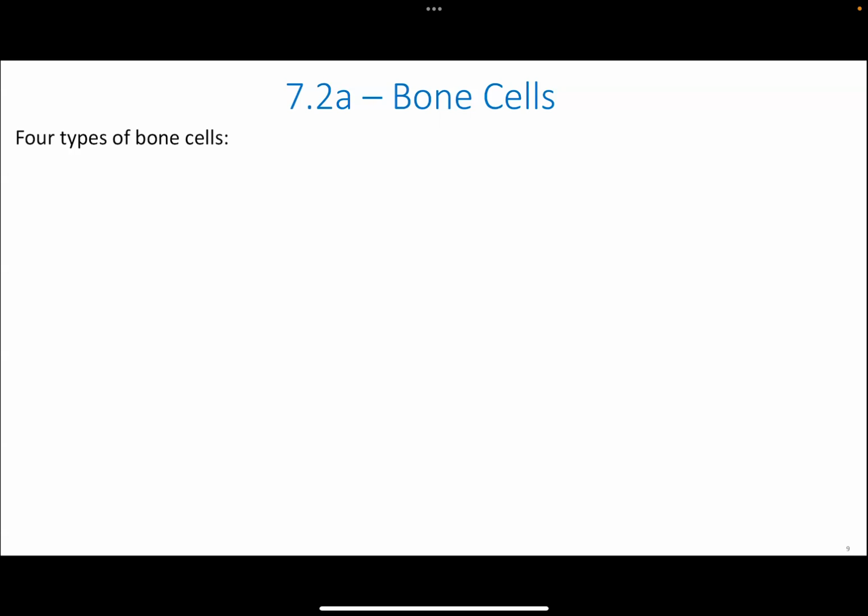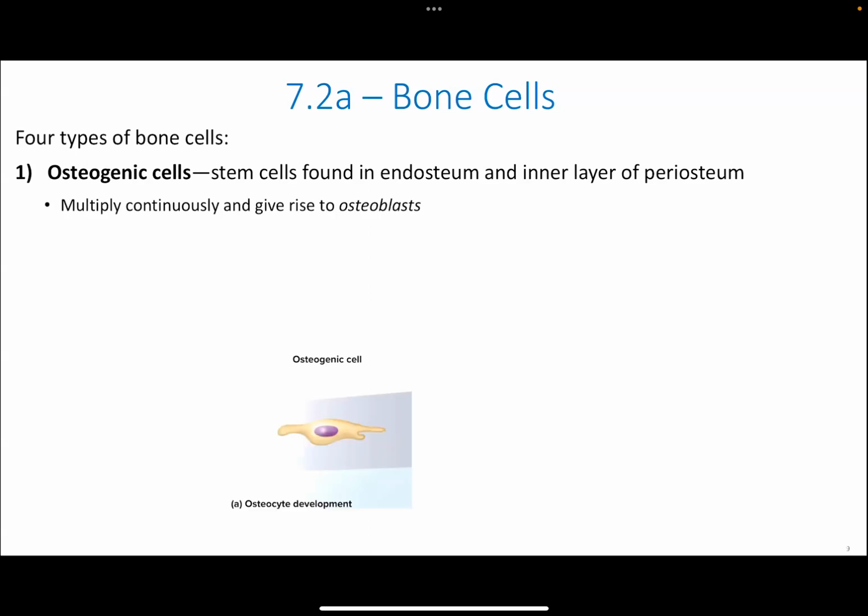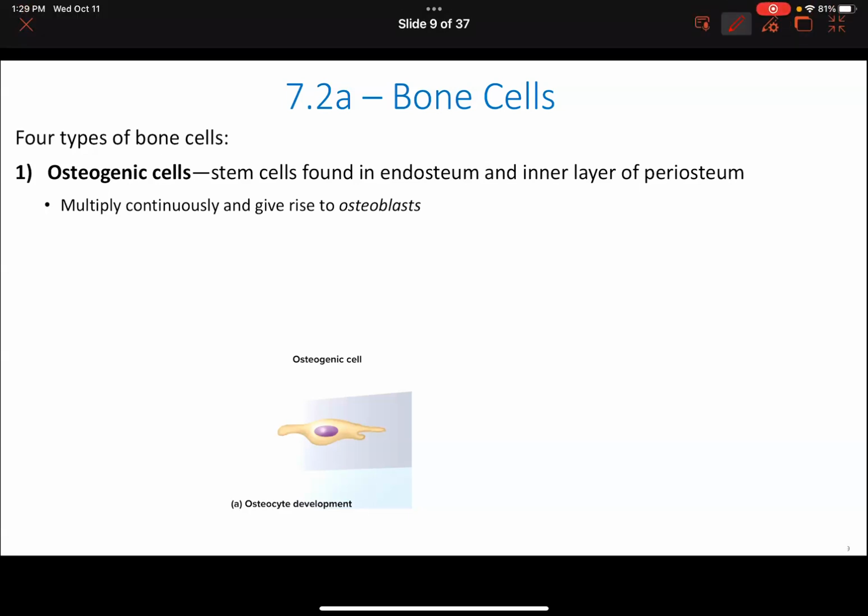What kind of bone cells do we have? There are 4 main types of bone cells. Talking about each one in turn. Of course, they're all going to start with osteo because we know osteo indicates bone.